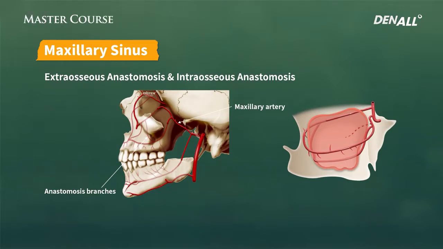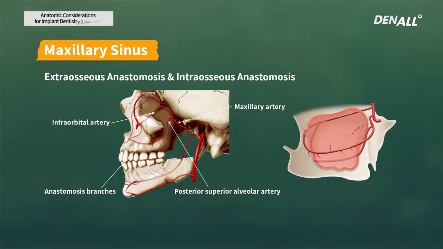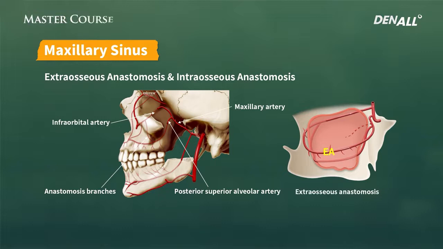In sinus bone grafting, to make the lateral window safely, there is one more thing to be considered, and this is extraosseous and intraosseous anastomosis. From the maxillary artery branch, you have the infraorbital artery and the posterior superior alveolar artery, and those two have an anastomosis to make this. So on the lateral wall mucosa, you have the extraosseous anastomosis, and the blood that goes inside the lateral window is called the intraosseous anastomosis.